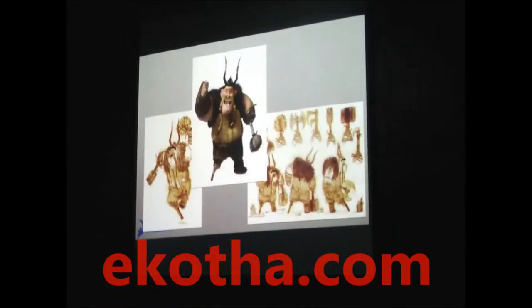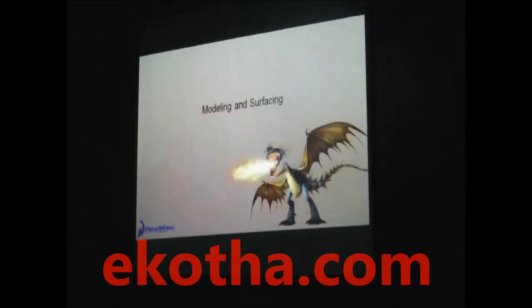We also get to start to find out some technical challenges that these characters will entail. For example, this guy, the peg leg guy, I can't remember his name, like Fishlegs or something. But he's got this long beard that's going to bounce around and touch lots of things. And that's kind of a technical challenge, and it's nice to find out at this stage what these challenges will be. We start getting more and more into this process that's called modeling and surfacing.